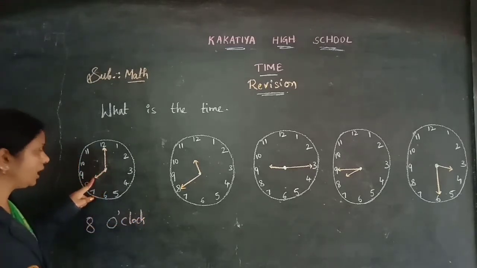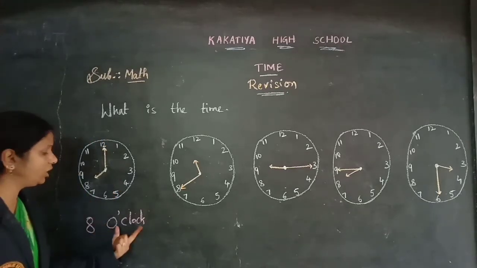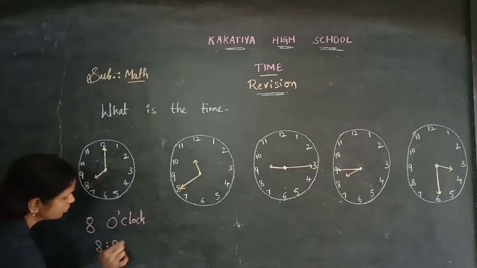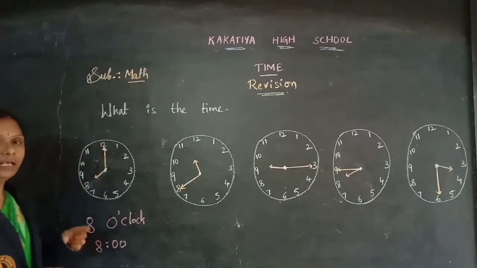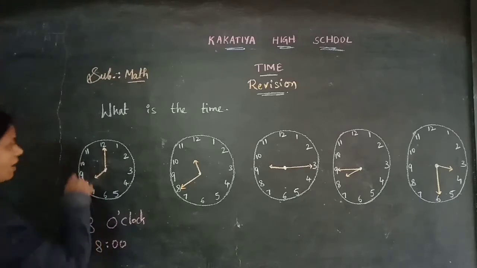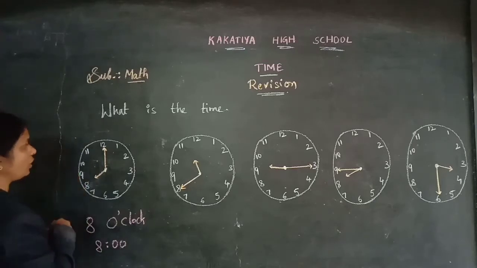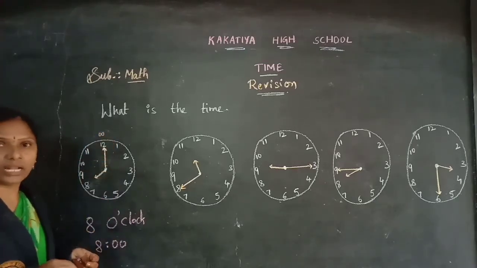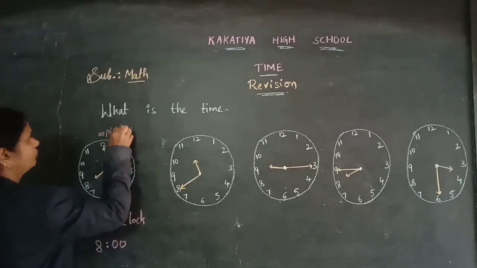The hour hand is showing 8, and when the minute hand is showing exactly 12, we need to write o'clock, or else 8 colon 00. Minutes will be 0 in the place of 00. Coming to here, have a look at this, children. When the minute hand is rotating, if it is showing exactly 12, there will be 00 minutes, or else we can take it as o'clock.